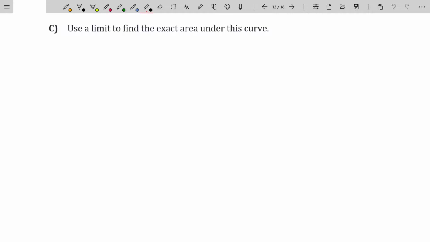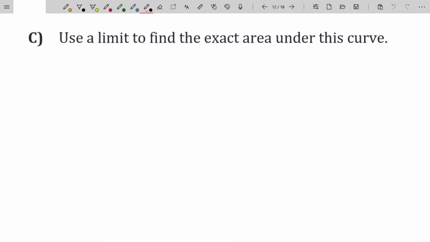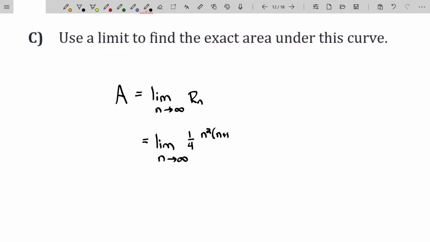Well, remember, in the previous video, I had mentioned that the area is actually going to be the limit as n goes to infinity of your Riemann sum. In this case, our Riemann sum is the right edge points, but it's still the same idea. So we'll go ahead and insert what we just computed for r sub n, which was 1/4 n squared times (n plus 1) squared over n to the 4th, plus 2. I'll just group all that stuff up.